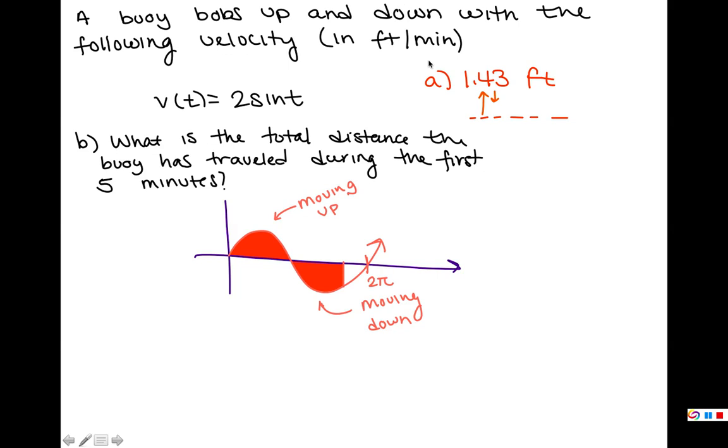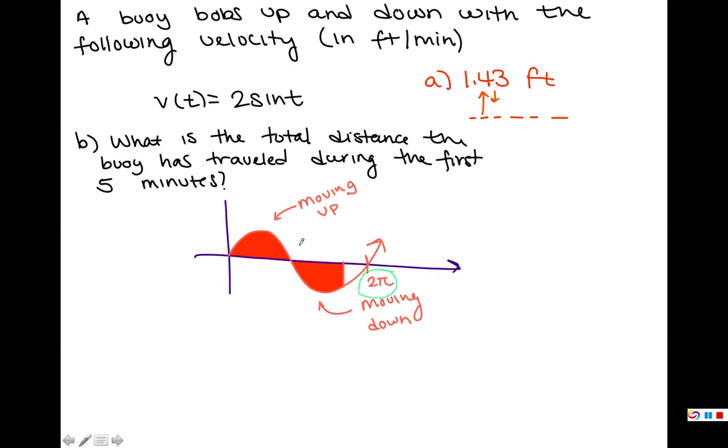I didn't really include that on my graph, but those peaks would be at 2. And then the other thing I remember from trig is the period. One time around the unit circle is 2 pi. So we should have one up and one down in 2 pi units.